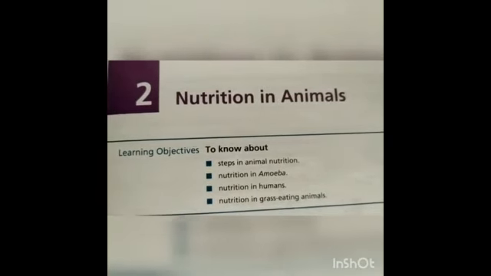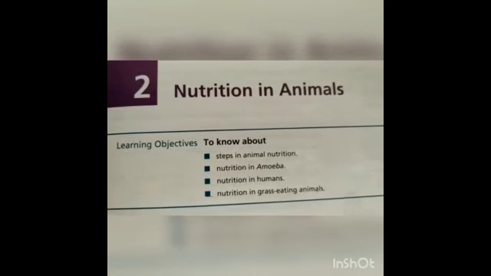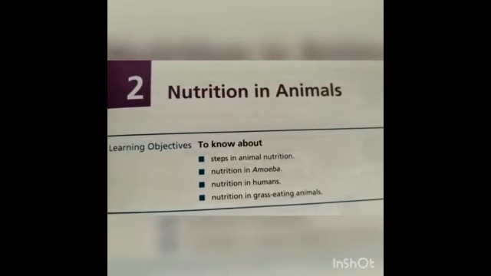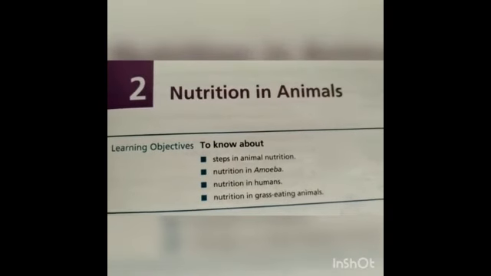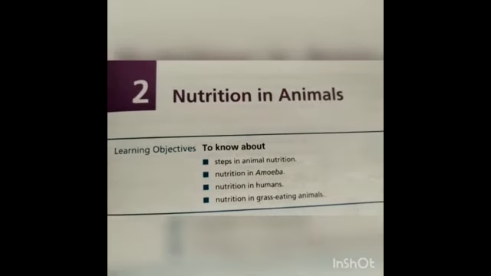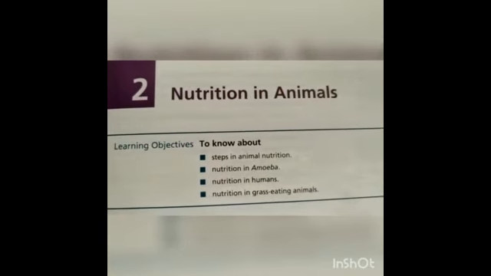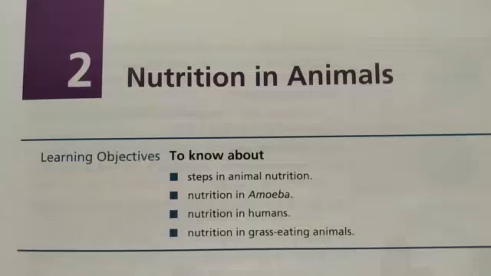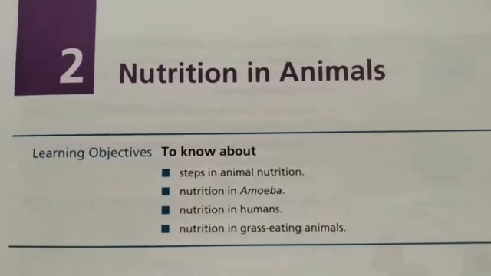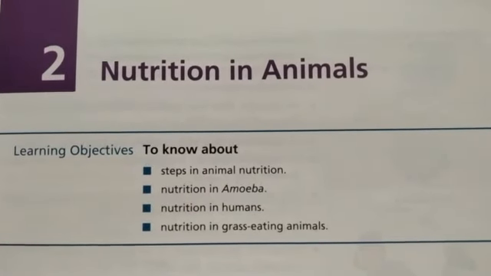Today we will consider the second chapter of class 7, that is nutrition in animals. In this chapter we will learn the following things: the steps in animal nutrition, what the various steps of nutrition in animals are. Then we will study specific animals and their nutrition, like amoeba, then humans, and then grass eating animals.